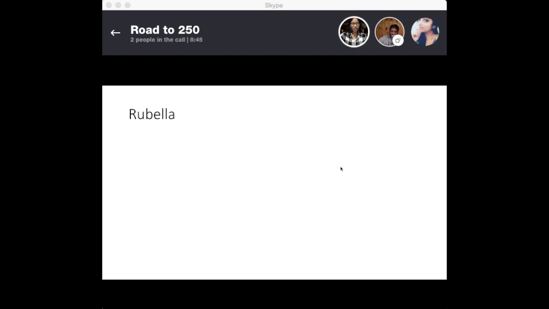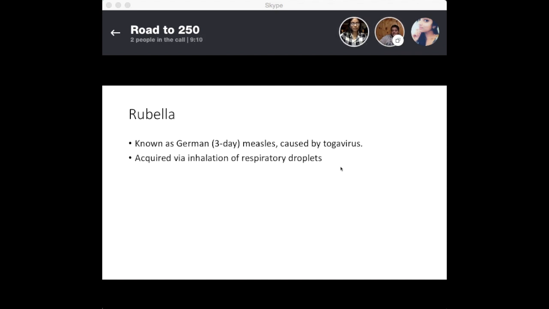Part of the TORCH infections. Okay. So this one, I'm giving you general characteristics, but it's also known as German or 3-day measles. It's caused by Togavirus. And how is it acquired? You guys know? It's acquired via inhalation of respiratory droplets. And what can it cause?